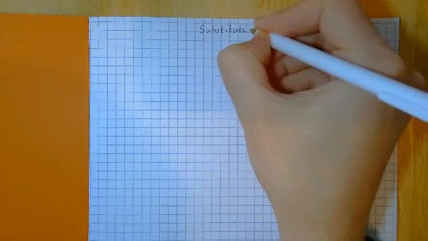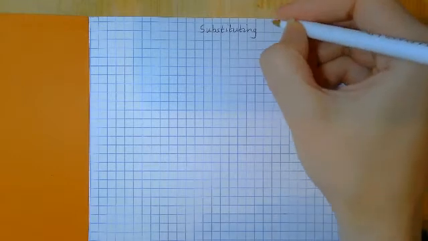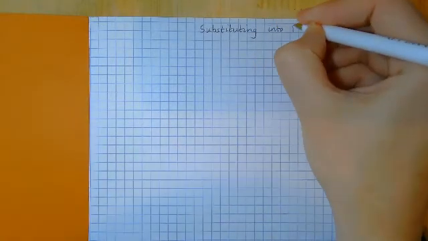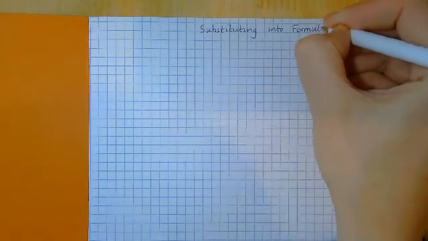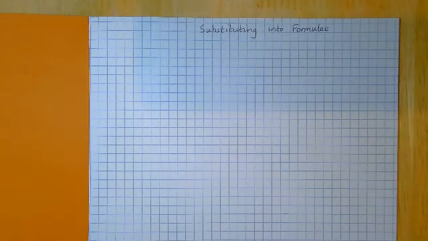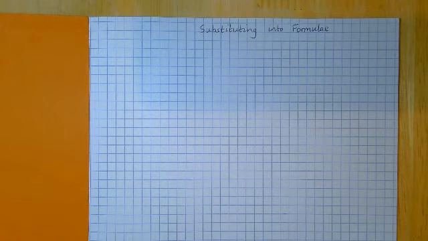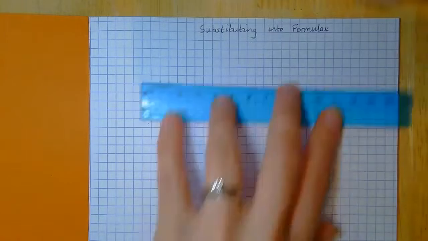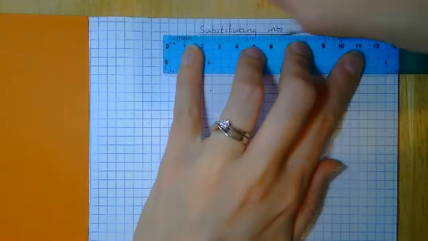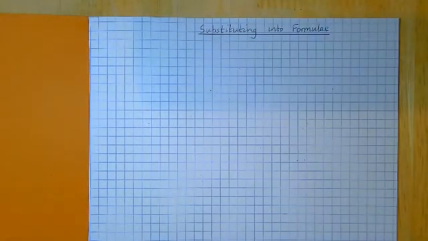Substituting into formulae. Now, you might remember that we've done this before. Actually, what we've looked at quite a lot is what we call substituting into expressions. So when we substitute into expressions, there tends not to be an equals sign. But for these ones, we're going to have an equals sign. So I've underlined my title with a ruler, so substituting into formulae.